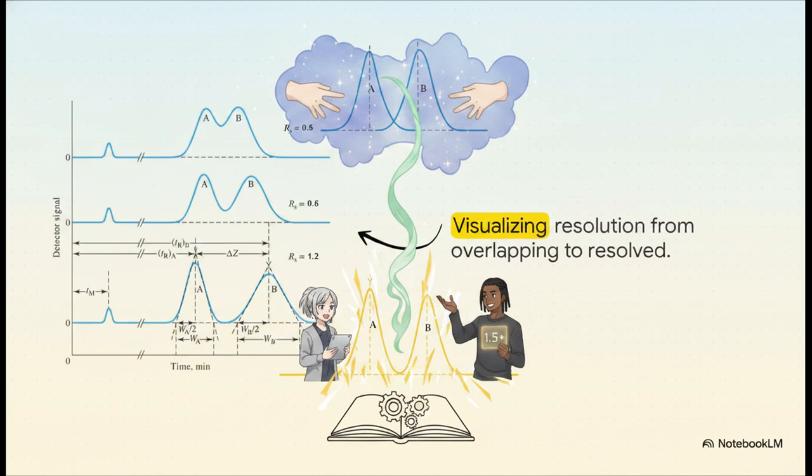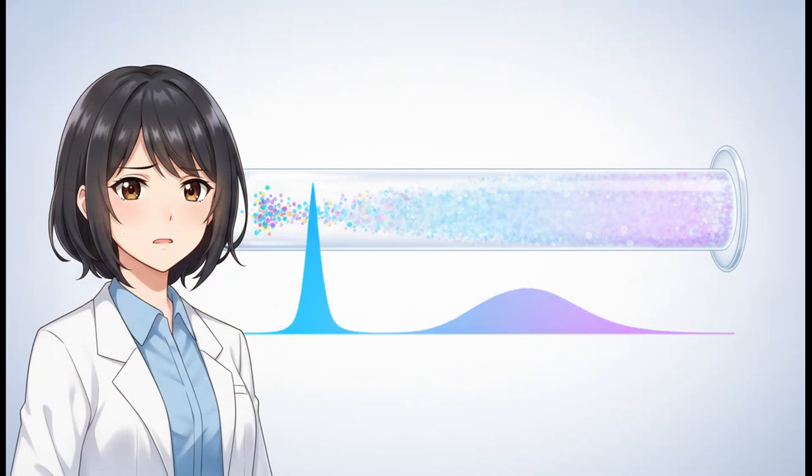Why does a resolution of 1.5 matter so much? Well, in the real world, it's the difference between passing a safe pharmaceutical drug and failing it. So if high resolution is our primary goal, we absolutely must confront its worst enemy, band broadening. We're going to shift our focus now to the internal physics of the column itself.